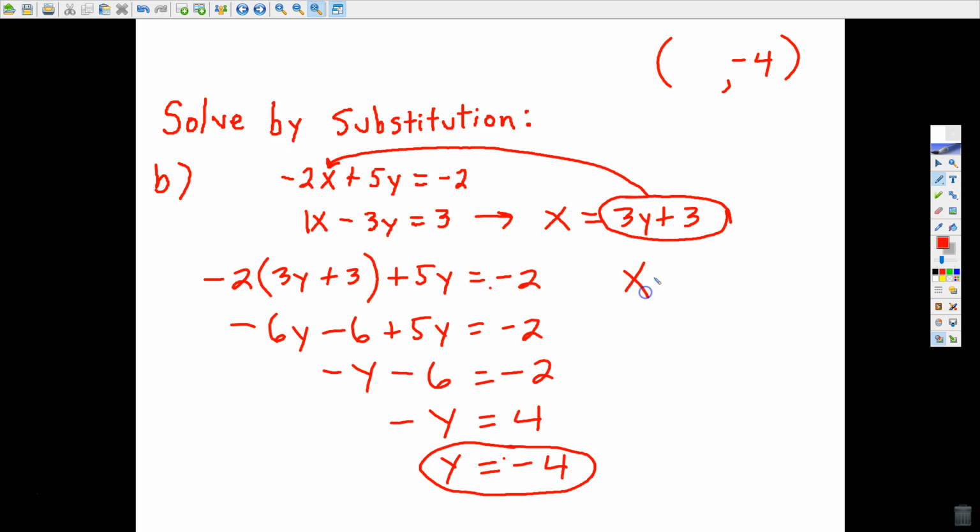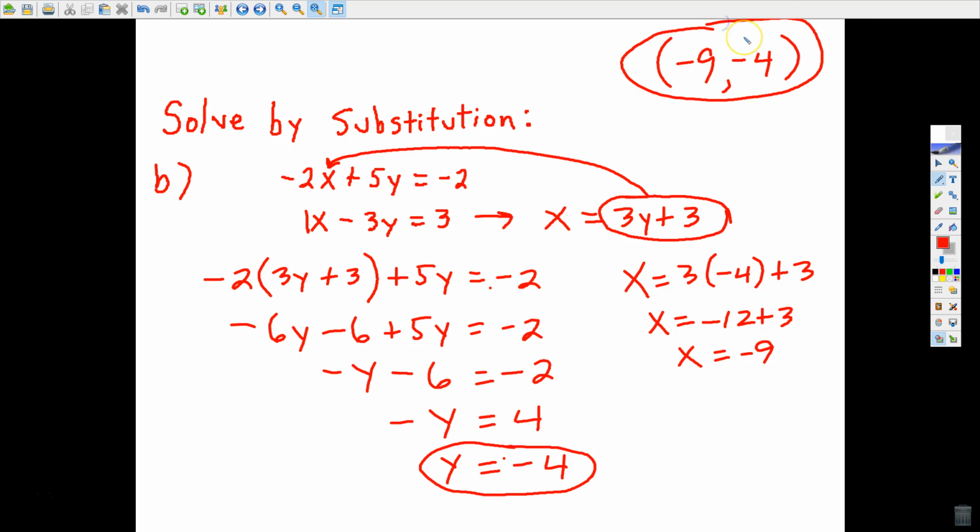So it looks like this. X equals 3 times negative 4 plus 3. Negative 12 plus 3, x is negative 9. That's our final answer. X is negative 9, y is negative 4. Questions so far?